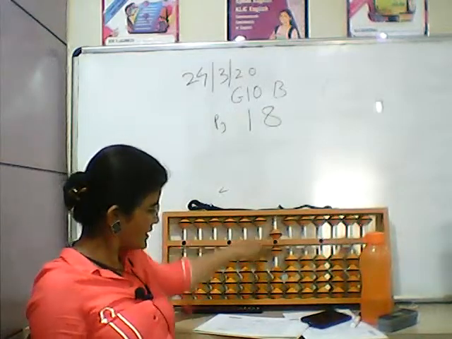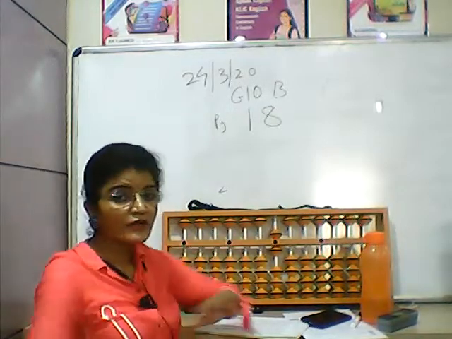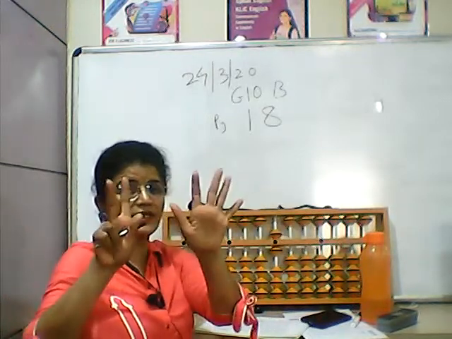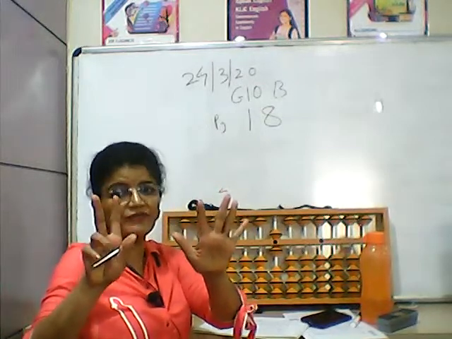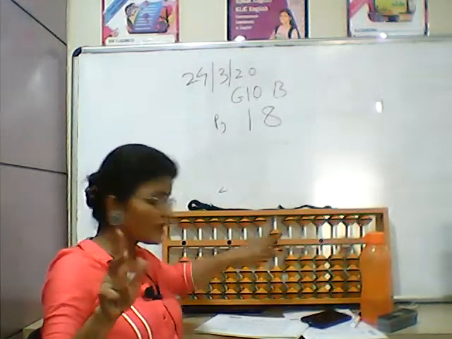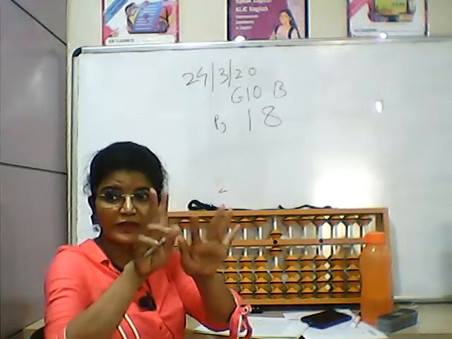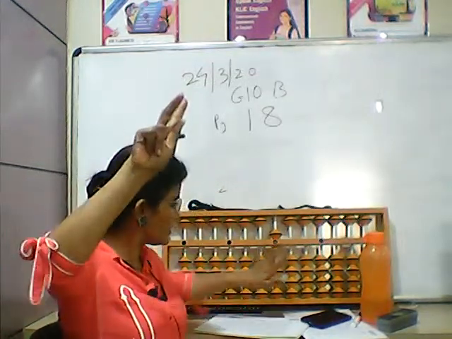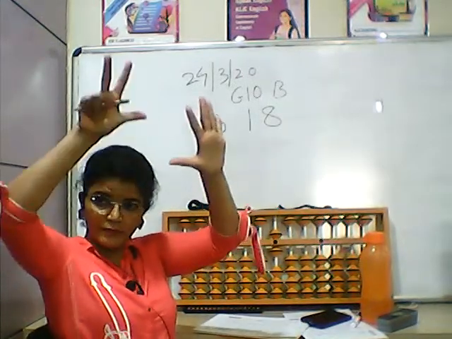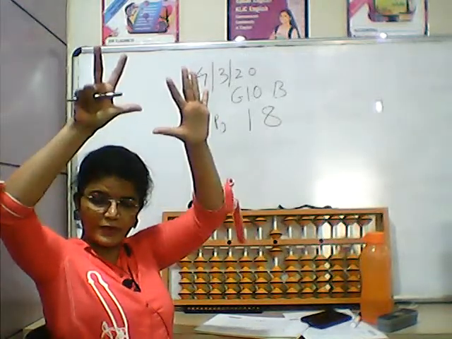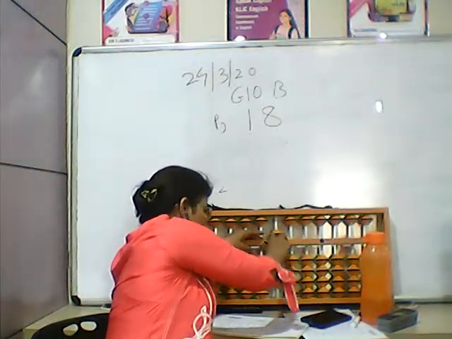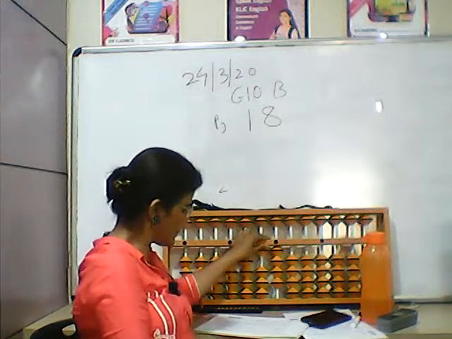8. Can you do 8 directly? No. Show 8. 8's friend is minus 2. Minus 2 is not there, so make complement. Plus 3 minus 5 plus 10. 3 up, 5 up, 10 up.